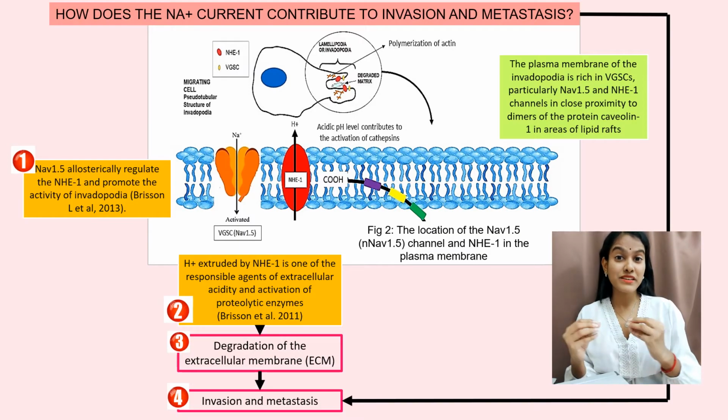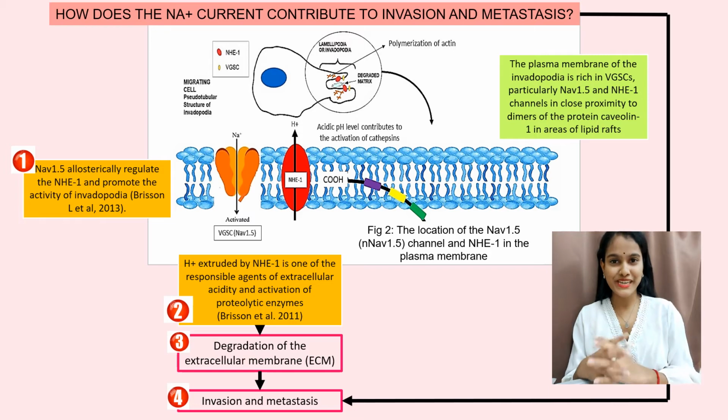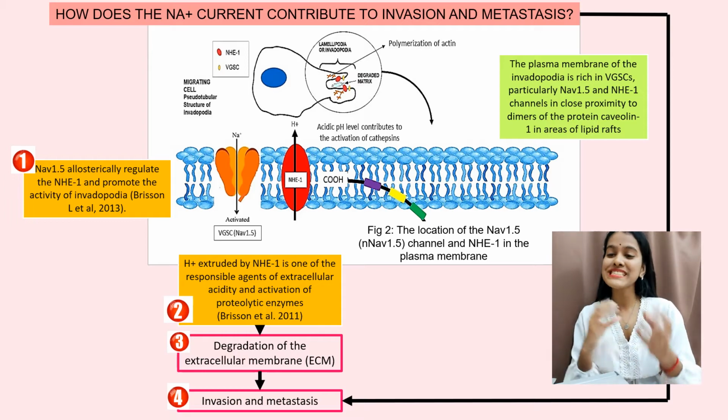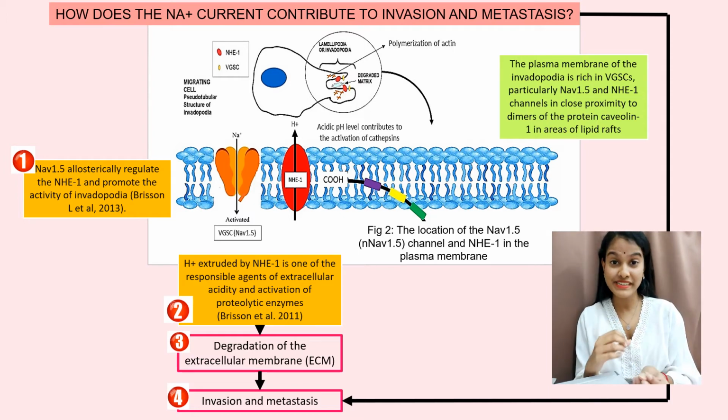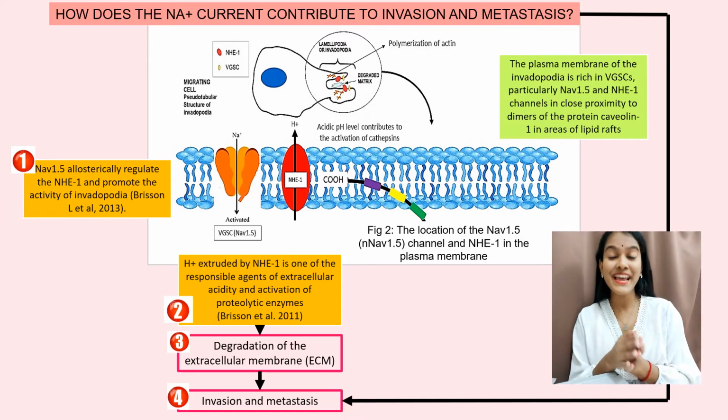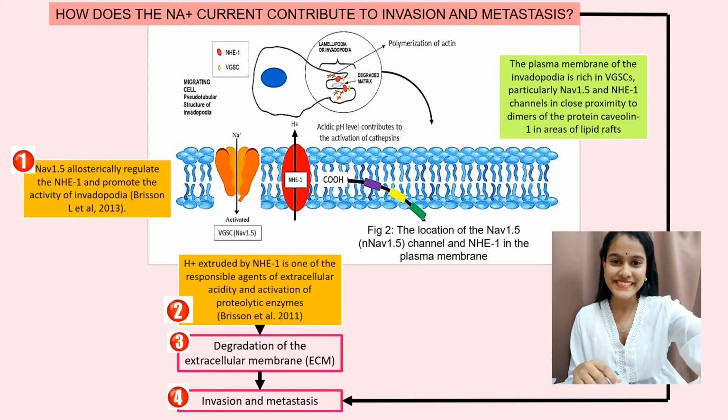How does this particular sodium current contribute to invasion and metastasis? The influx of sodium current will actually contribute to the efflux of hydrogen ions. The accumulation of these hydrogen ions would lead to a change in the pH, where acidic pH would contribute to the activation of cathepsins or proteases in order to release proteolytic enzymes that are very useful in order to degrade the extracellular membrane and thus ultimately contribute to invasion and metastasis.